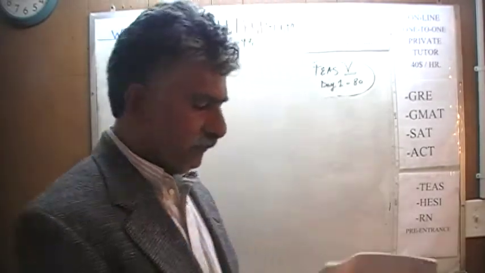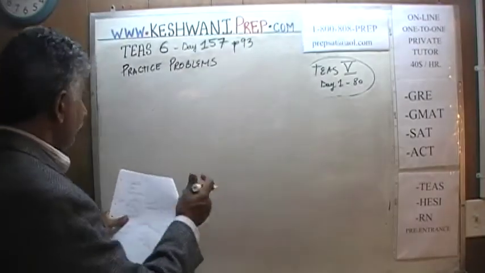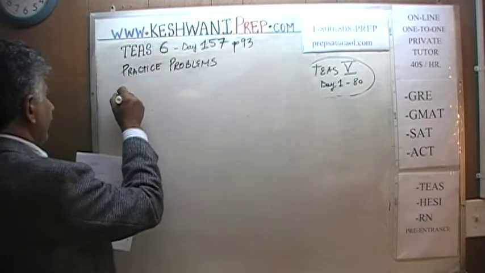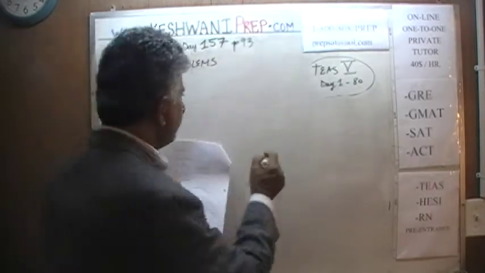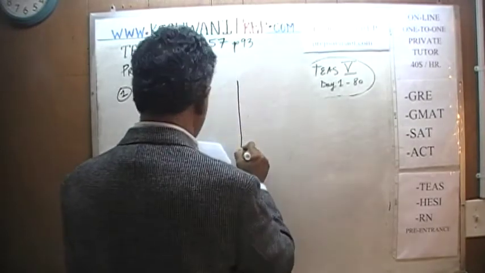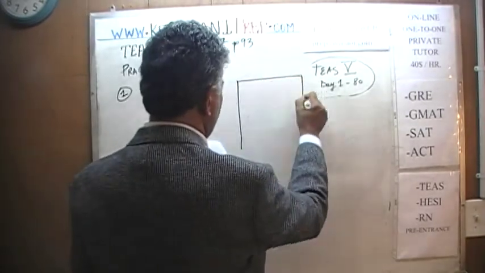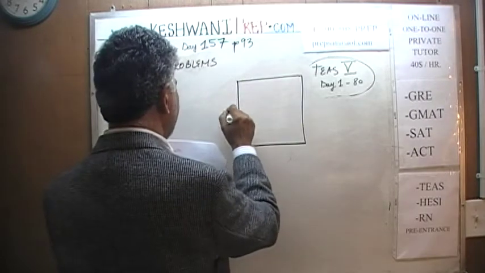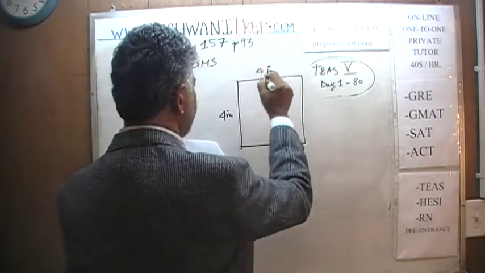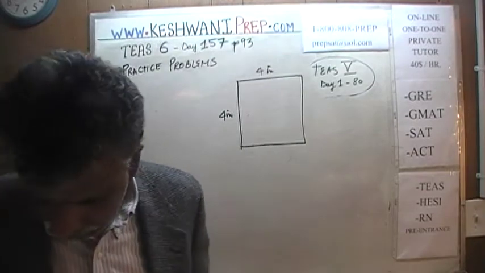Let's begin. We're going to do the practice problems, 193. The very first problem looks something like this. We're being asked to find the area of the shaded region. And the shaded region looks something like this. We're given a square. How do we know it's a square? Because they're telling us that both sides are 4 inches.